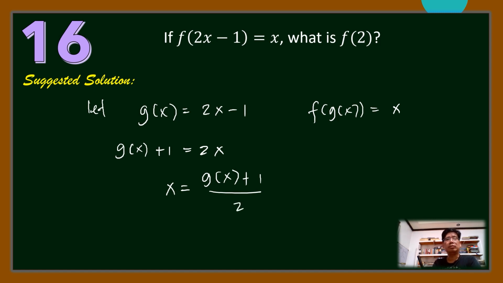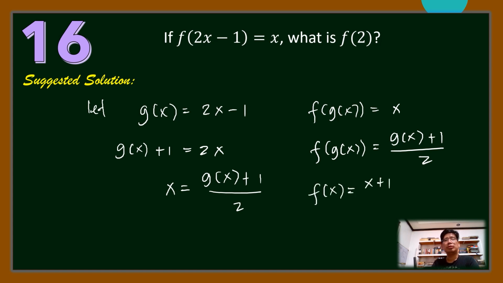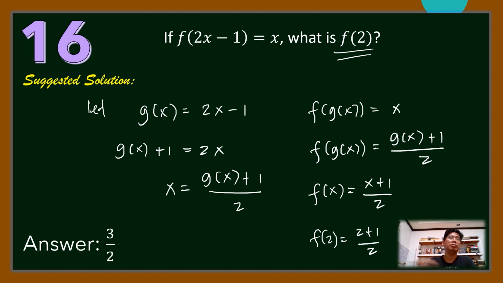Since f of g of x is equal to x, we have f of g of x is equal to g of x plus 1 over 2. Then let us replace g of x with x. So we have f of x is equal to x plus 1 over 2. Then solving for f of 2, we have f of 2 is equal to 2 plus 1 over 2. 2 plus 1 is 3. Then f of 2 is 3 halves.